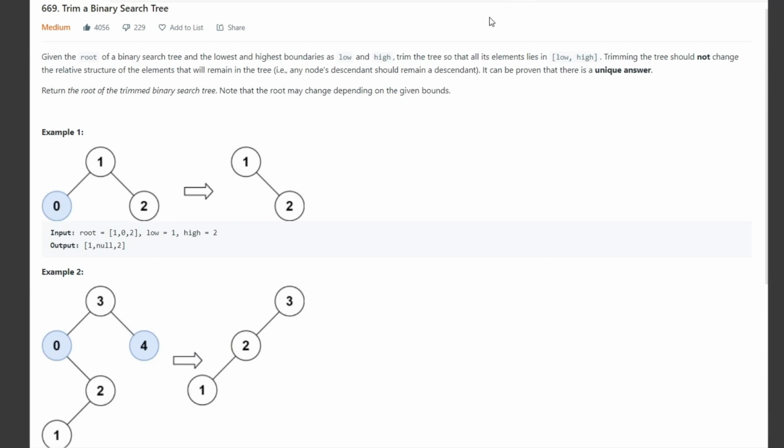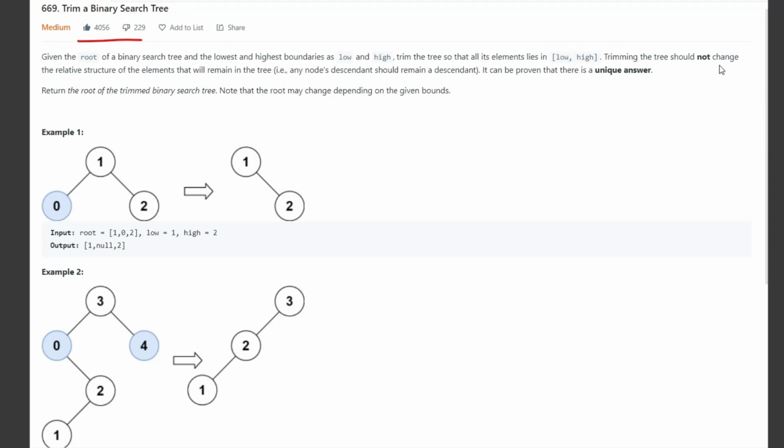Hello everyone. Today we are going to solve the Trim a Binary Search Tree problem. It is a very interesting problem, as you can see by the number of votes. We are given the root of a binary search tree, and the lowest and highest boundaries, and we have to trim all the elements which are not in the range of low and high.